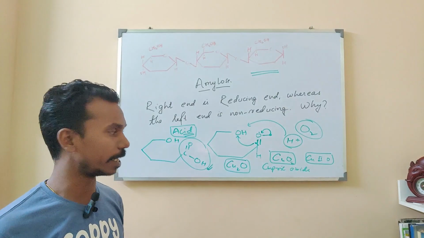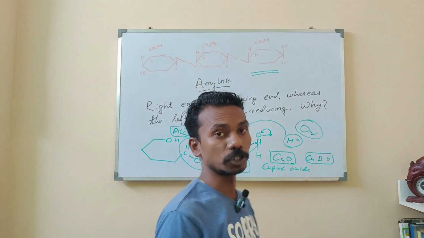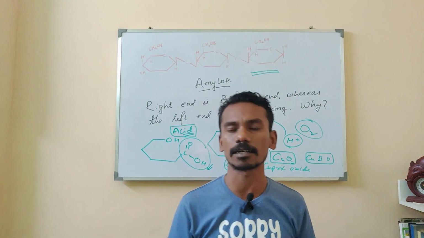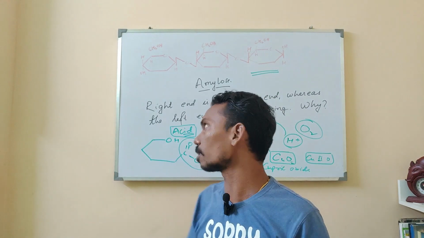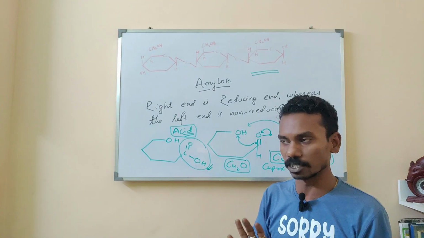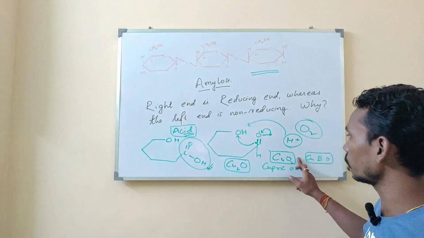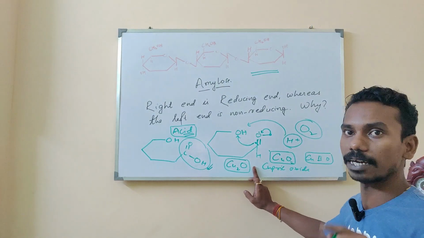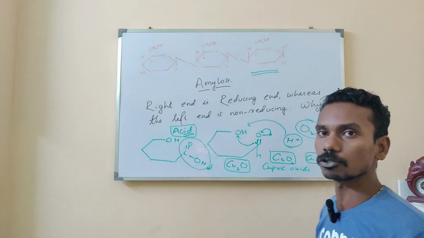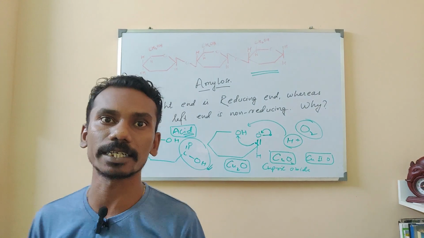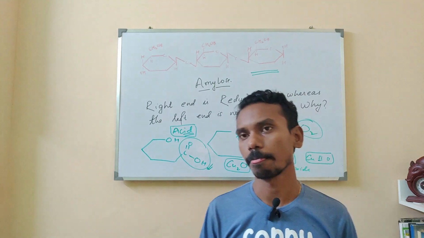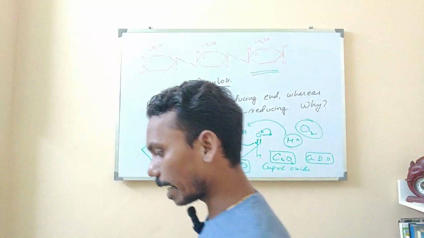This cuprous oxide has a brick red color, which you can see in the Benedict test. That is why we use the Benedict test as a confirmatory test to test whether the sugar you are testing is reducing or non-reducing. If it is reducing, then it can change the cupric oxide into cuprous oxide, and hence you get a brick red precipitation of this cuprous oxide. And if you do not get the precipitation of this cuprous oxide, that means the sugar you have tested was not reducing. So this was all about the right end and left end.